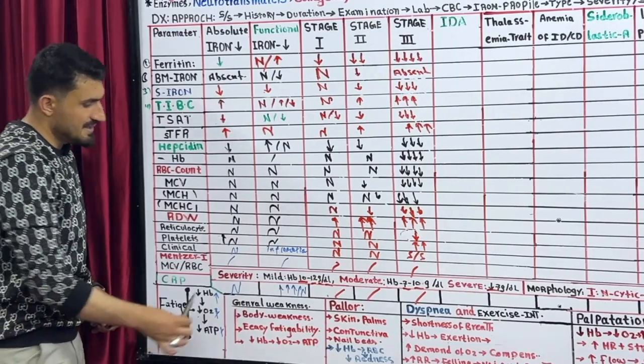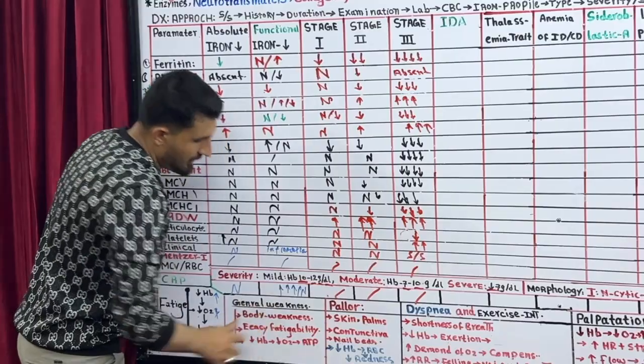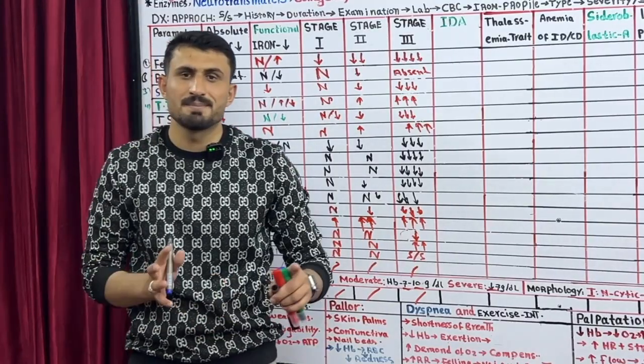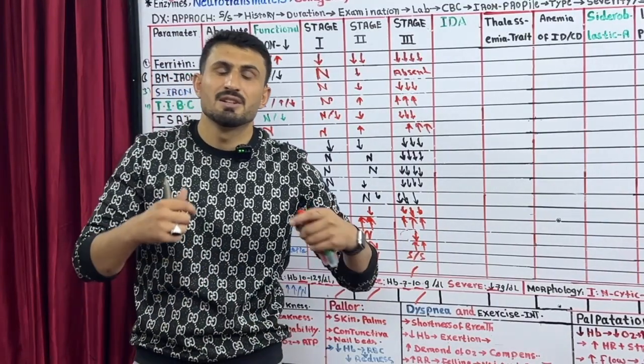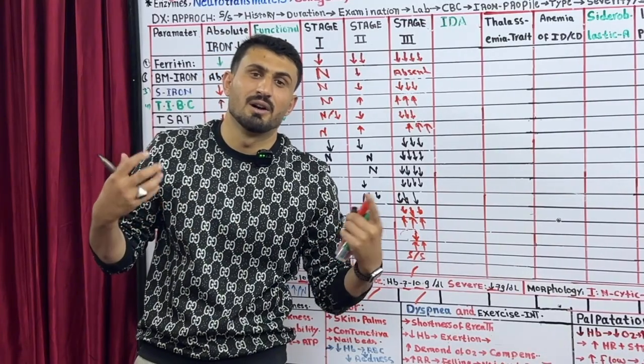you cannot provide enough oxygen to the body, and you cannot produce enough ATP or energy. That's one. The second sign and symptom of iron deficiency anemia is that he or she develops and feels general weakness in her or his muscles.